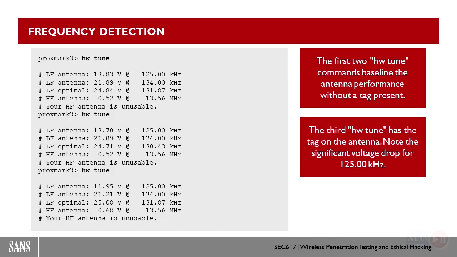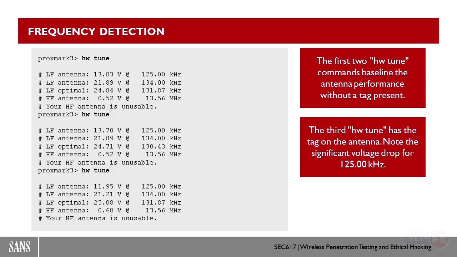So 13.8 for the various frequency ranges, 13.83, 21.89, 24.84, and half a volt for 13.56. Run it again, no card present. 13.7, very close to the original. 21.89, identical to the original. 24.71, very close to the original. Half a volt for the original, very close. Not a lot of change, not a lot of variance.